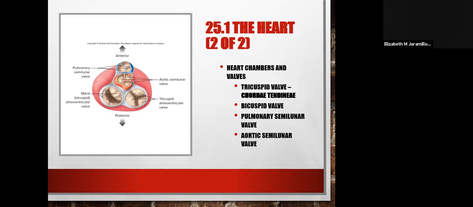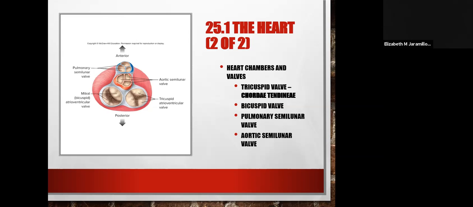The AV valve on the right side of the heart is called the tricuspid valve because it is made up of 3 cusps, right? Tri for tricuspid. These are similar to flaps that separate and allow blood to pass through but nothing to pass back. The AV valve on the left side of the heart is called the mitral valve or the bicuspid valve because it has 2 cusps, bi meaning 2, right?